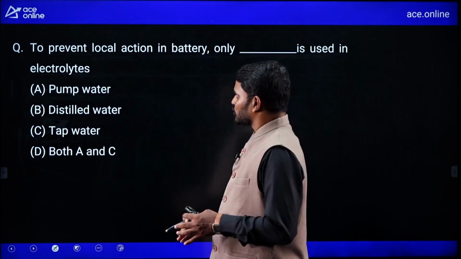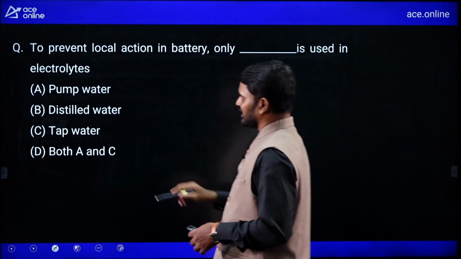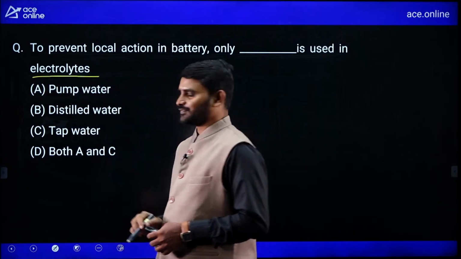Next question, to prevent the local action in a battery, only dash is used in the electrolytes.